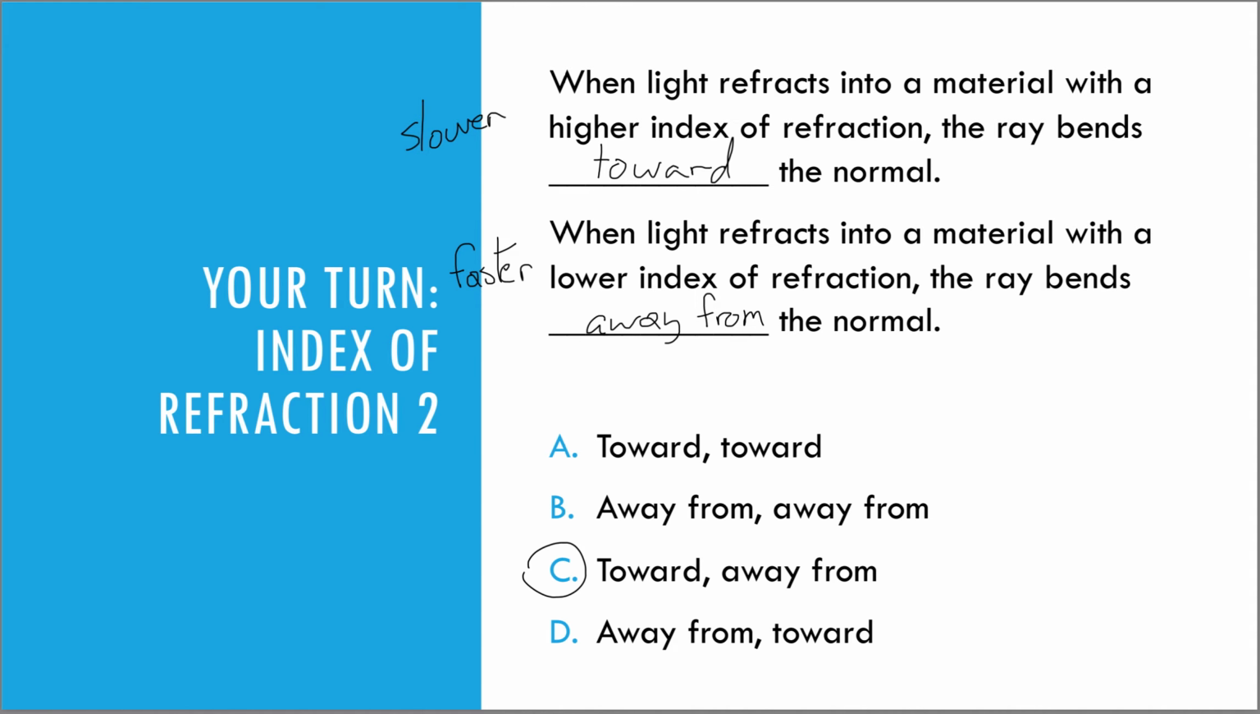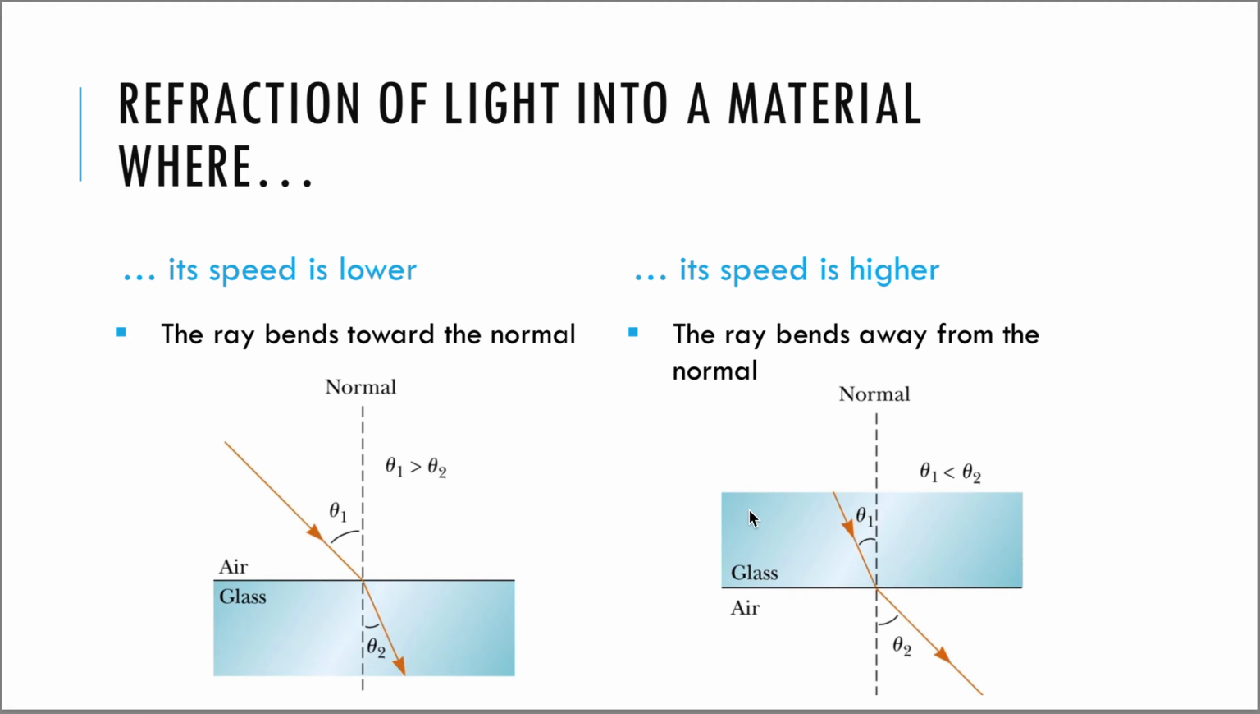So if we look back at this picture from earlier, now that we can characterize these media with an index of refraction, we can say air has n equal to 1. Glass, we saw in the table, had approximately an index of 1.5. So you can see that when you're going to a higher index, you bend toward the normal. But here you're going from a high index to a low index, and you're bending away from the normal.